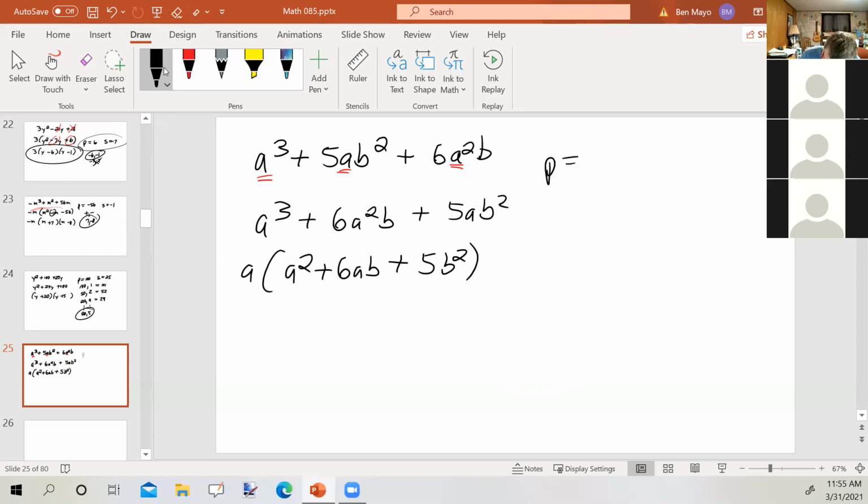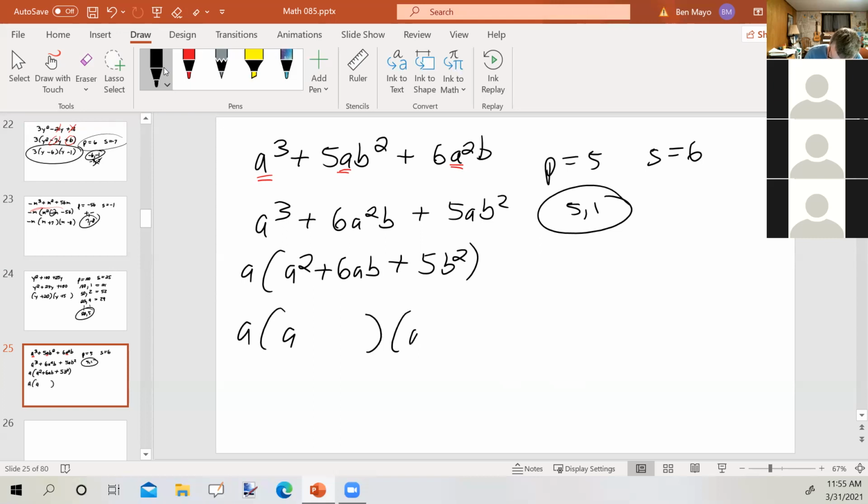So now my product is 5 and my sum is 6. With a positive product, I need two positive or two negative factors. The sum is positive, so I need two positive numbers. 5 times 1 is 5. 5 plus 1 is 6. So I'm going to have a, and then I've got an a. Oh, I've got b's at the end, right? And this is plus 5 plus 1b. Now, I put that 1 there to emphasize it came from there, but I don't need to put the 1 in the answer like that.